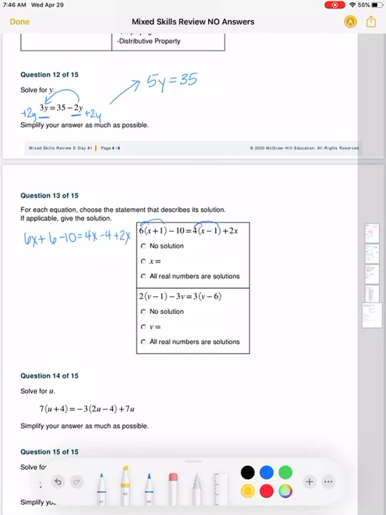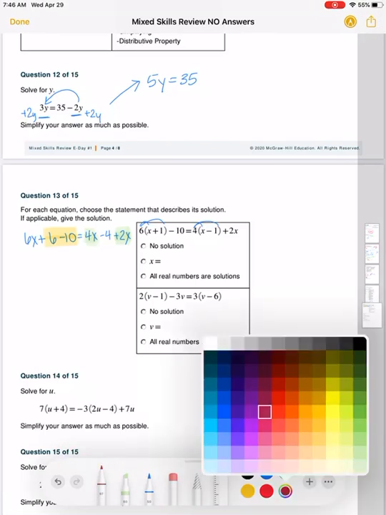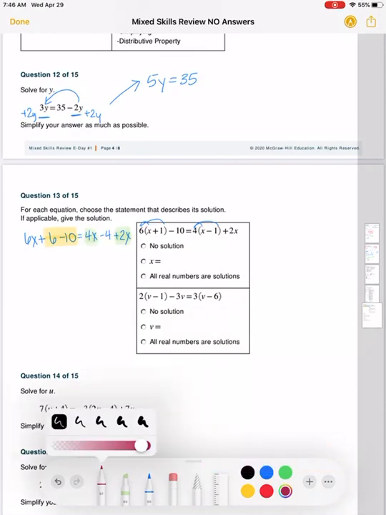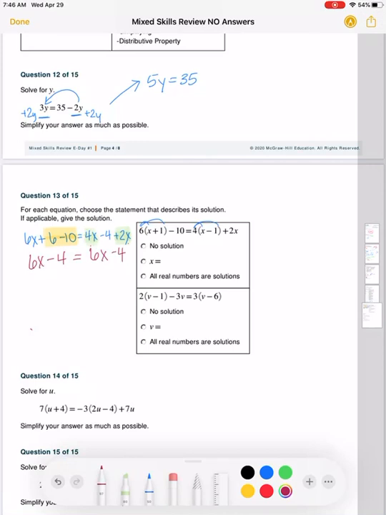So now we've got some like terms. Here, I have those like terms. On the other side of the equal sign, I have this guy and this guy that are like terms. So before we can do anything else, we have to combine like terms. If we come in here, we get 6x minus 4 equals 4x plus 2x is 6x minus 4. Does anyone notice anything yet? If not, that's okay.